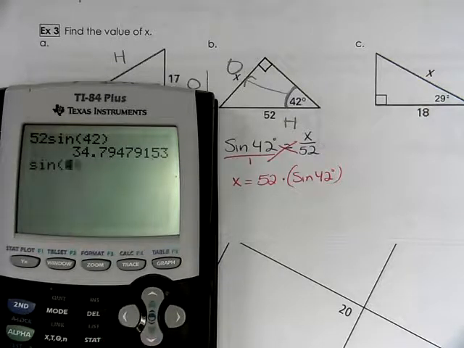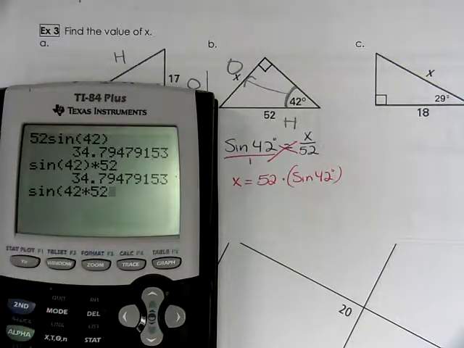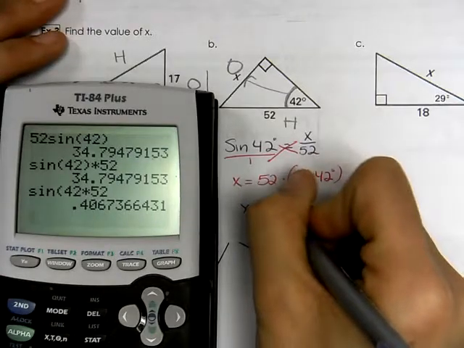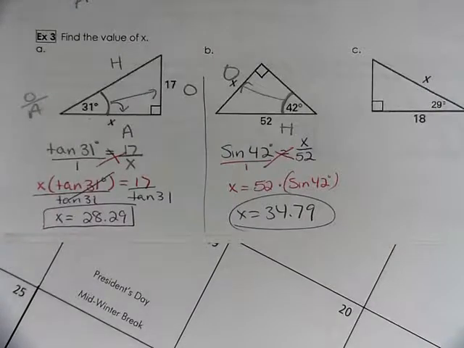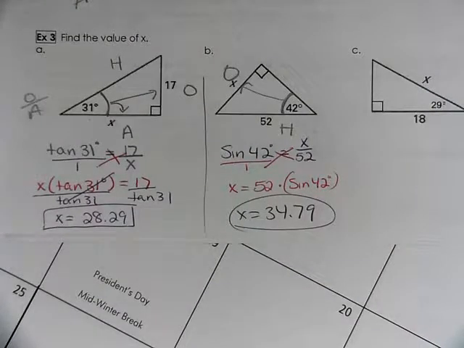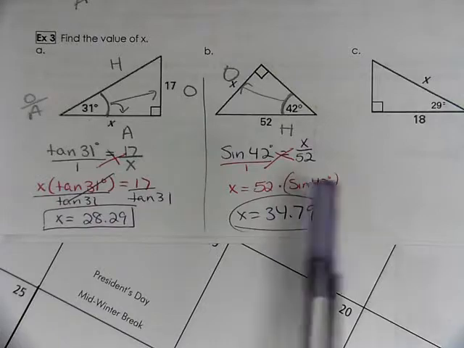Or you can do sine 42, close your parentheses, times 52. Okay, just don't do this: sine 42 times 52 without closing your parentheses, because then you'll get the wrong answer. See. So the side length here is 34.79. Like I said, a lot of your answers before, if you got a decimal answer, you were confused. The majority of your answers now are going to be decimals, so always round to 2 decimal places.